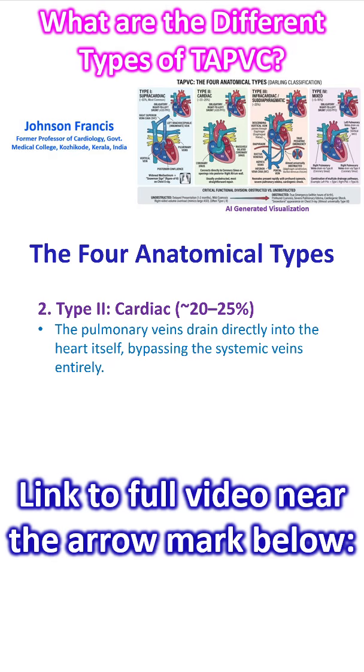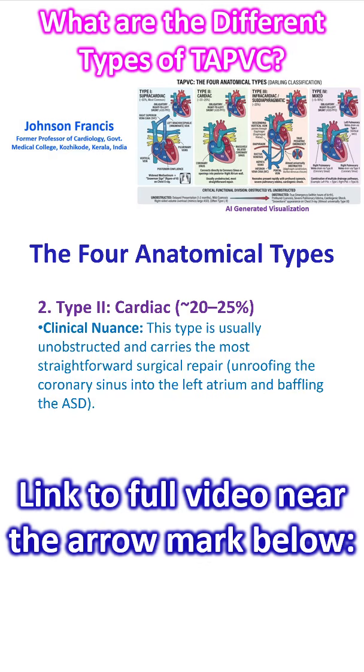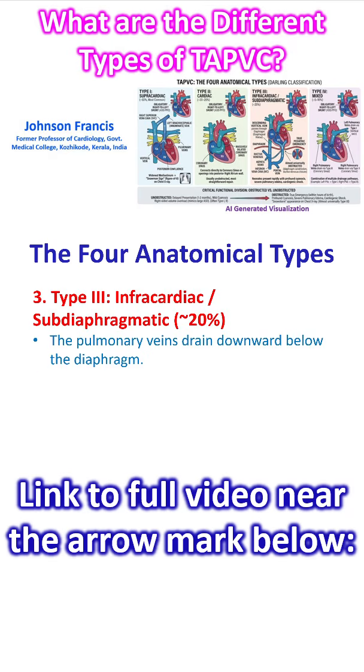The pulmonary veins drain directly into the heart itself, bypassing the systemic veins entirely. The posterior confluence connects directly to the coronary sinus, which becomes massively dilated, or less commonly opens directly into the posterior wall of the right atrium. This type is usually unobstructed and carries the most straightforward surgical repair, unroofing the coronary sinus into the left atrium and baffling the ASD. Type 3, infracardiac subdiaphragmatic, about 20%.